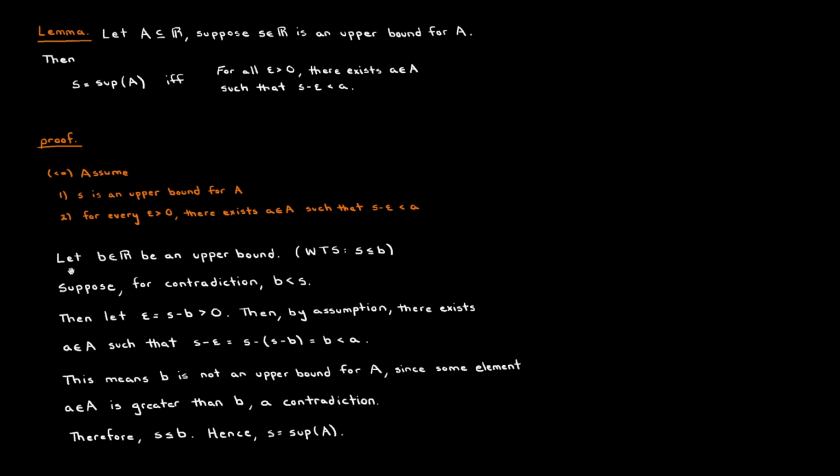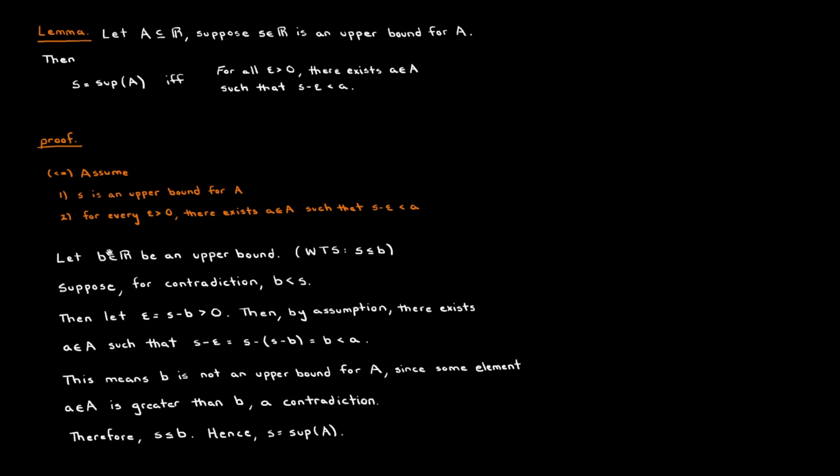Now, how do we show that something is the supremum of A? Remember, we have to show two things. The first thing we need to show is that S is an upper bound for A. And number two, we have to show that it's the least upper bound. Well, we're already given that S is an upper bound for A, so that checks condition 1. So the only thing we need to check is condition 2.